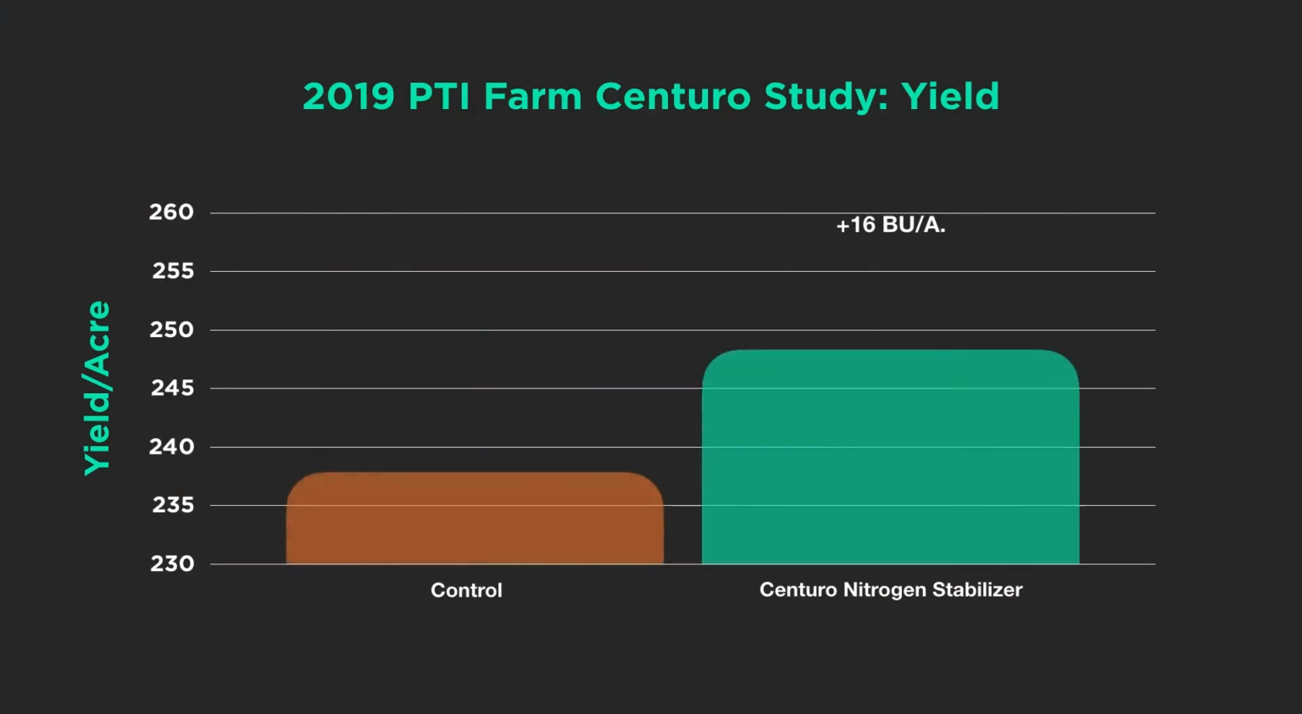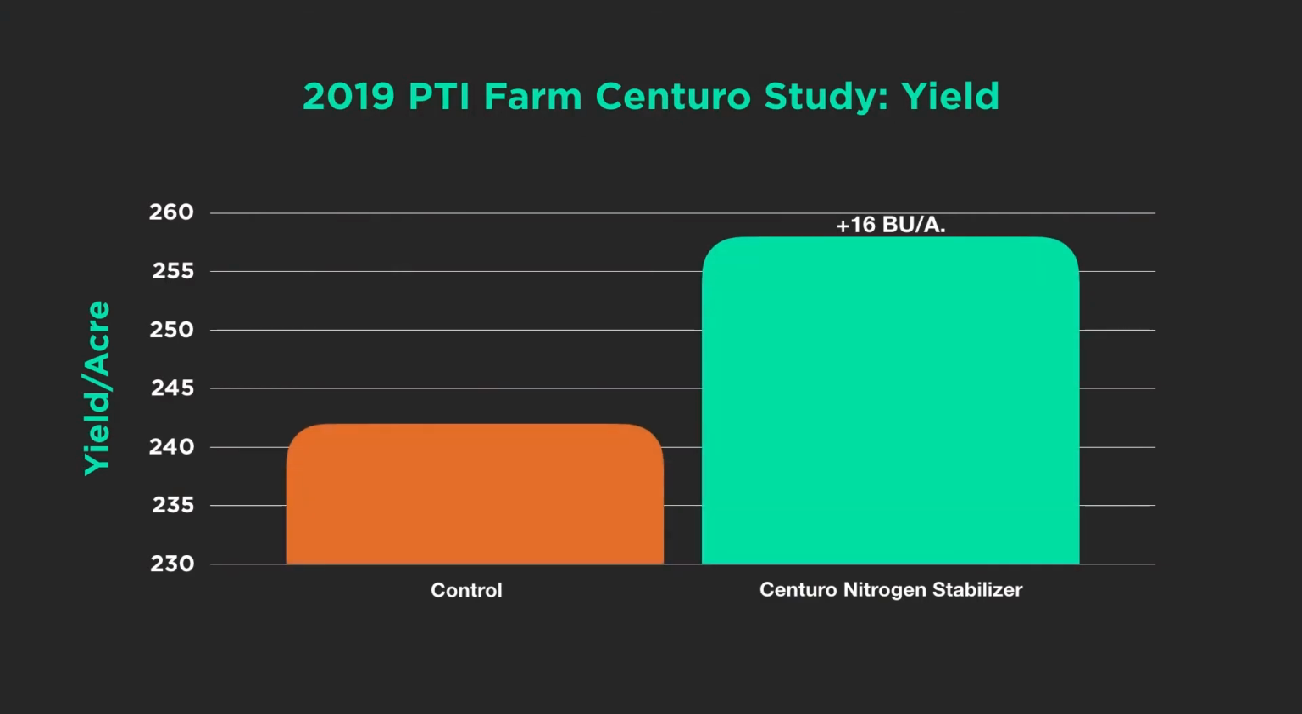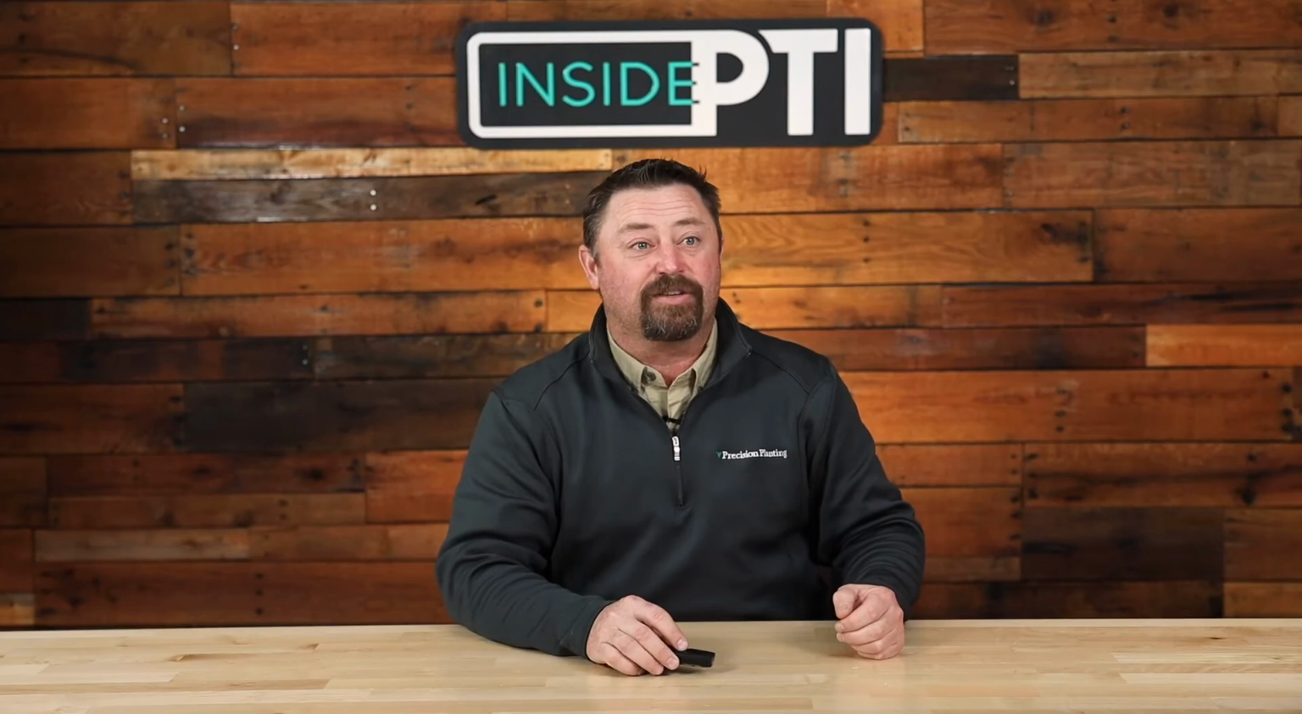So let's talk about some yield results. Did this work? We already talked about that we were super wet this past spring. Did Centuro as a nitrogen stabilizer offer us any protection? Here's some yield data. We were really pleased with the way that Centuro worked out in the field, stabilizing that nitrogen for us, allowing that nitrogen to be used throughout the growing season. And we actually picked up a 16 bushel yield advantage from using this nitrogen stabilizer.